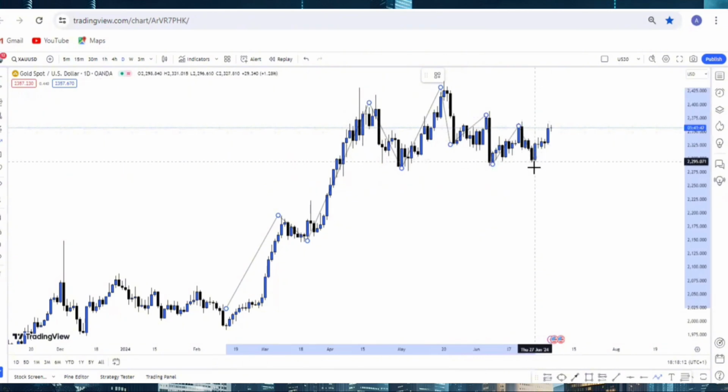Then now the market refused to give us another lower low just like this. Instead, the market came down to retest this support zone just like this, telling us that yes, this market may be creating a pattern to go to the upside.